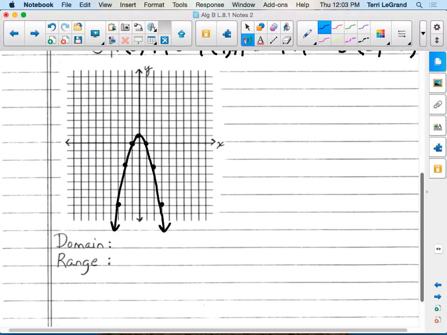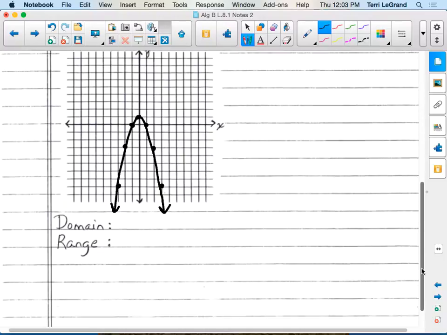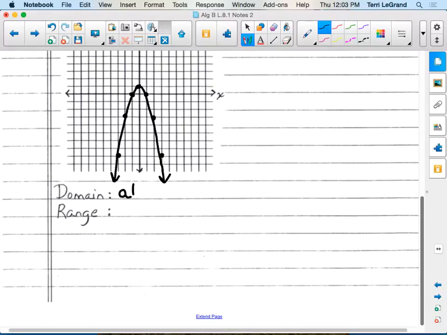What's the domain? All real numbers. Like I said, we're not even going to have to think very hard on that one. Even though we only used 7 x values to get the graph, that does not mean there are only those 7 x values in the domain. We can pick any x value we want. I just pick them for you.